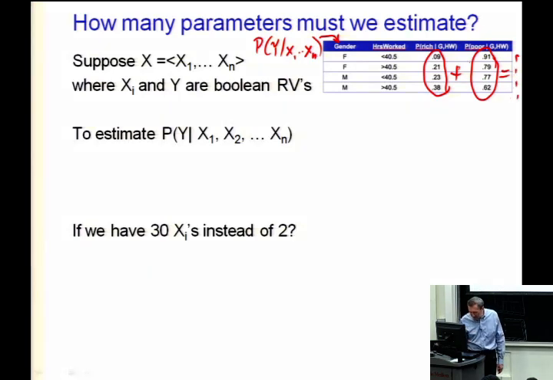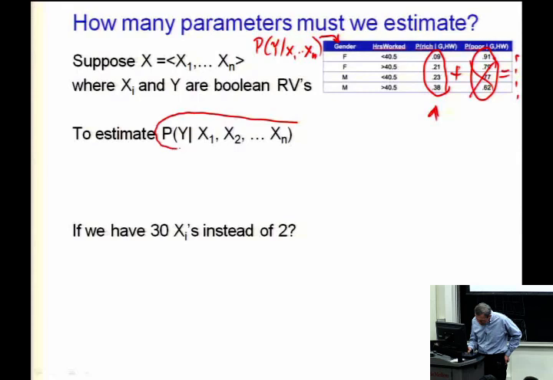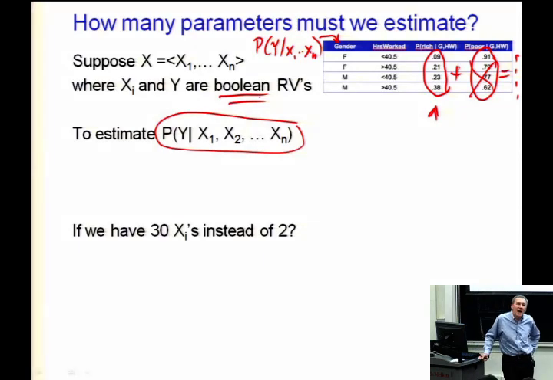And so we really don't need to estimate these. We can just estimate these 4. And then if we need the others, we just calculate them, 1 minus that. Right? Okay, so in general, if I want to estimate this for n Boolean x's and 1 Boolean y, then how many parameters will I need? 2 to the n, right.